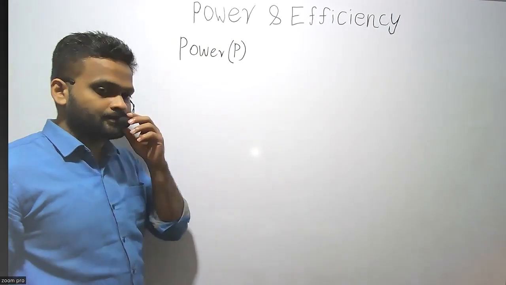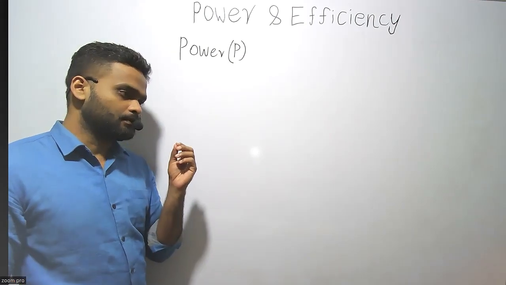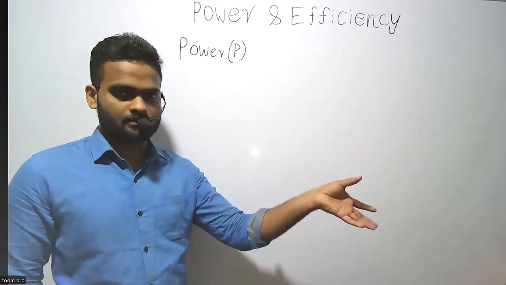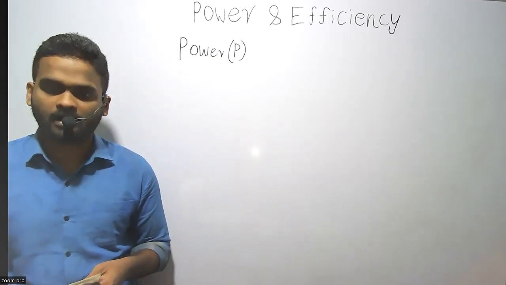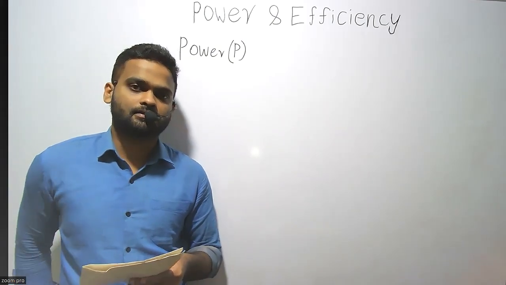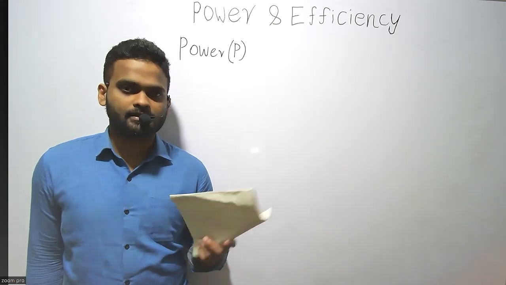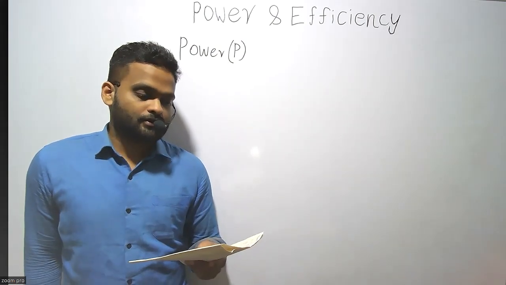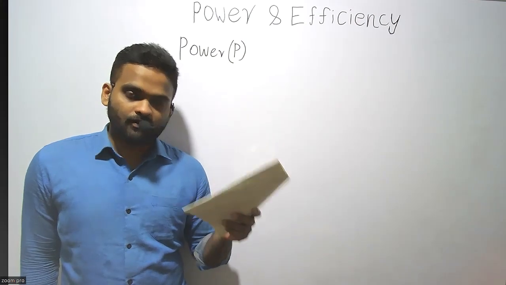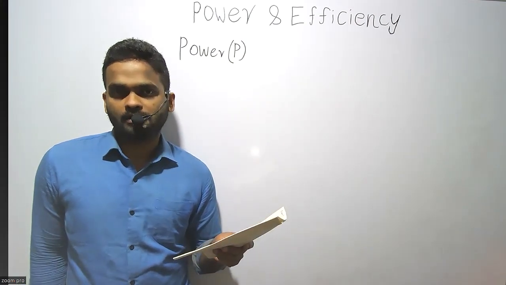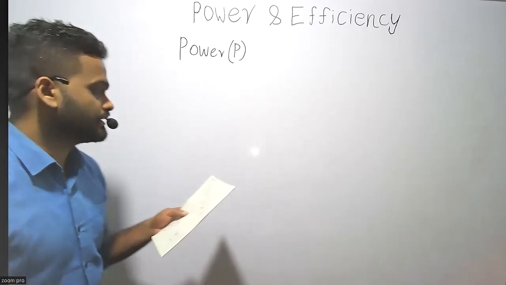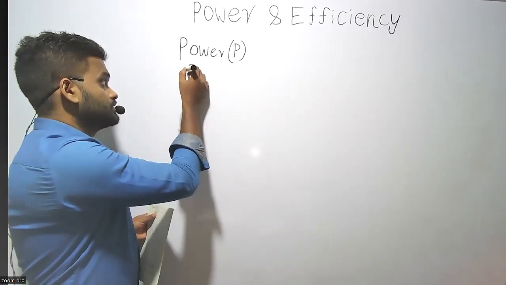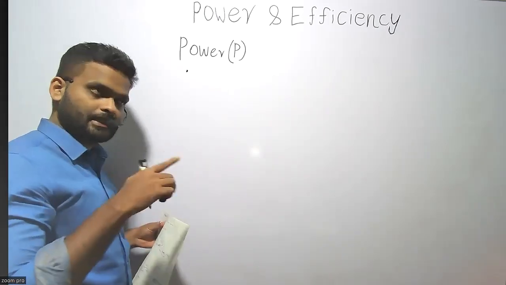So what is power? Power is rate of work done. We can say that power is rate of work done. So we know work is just force times displacement in the same direction. So if we divide that by time, we get the power, right? Then just under this write rate of work done.